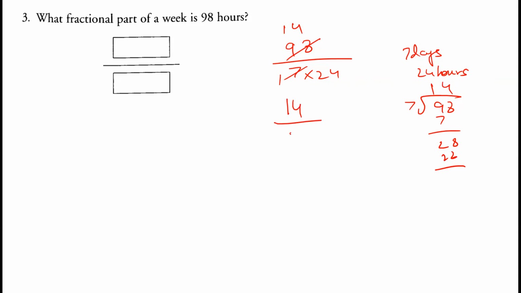Now 14 divided by 24. Now 2 sevens are 14 and 2 twelves are 24. So we have this fraction 7 by 12. Now it cannot be further simplified.